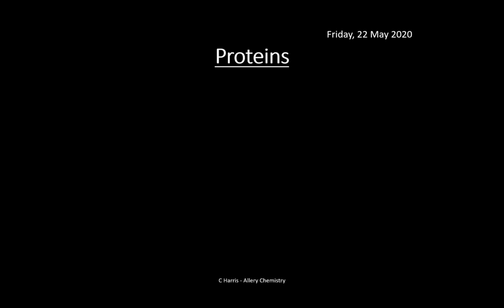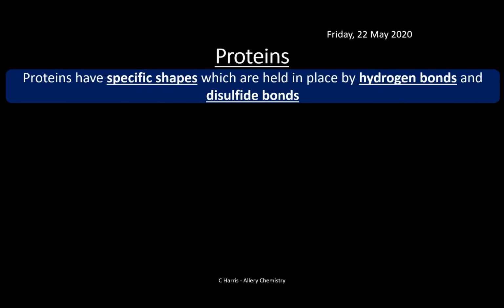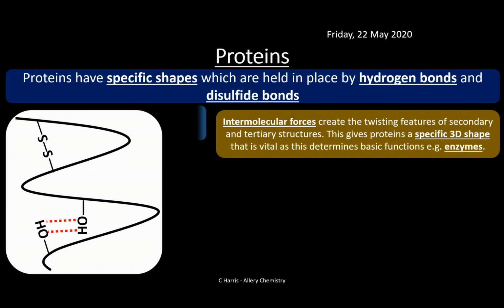Okay, so like I say, you've seen there, proteins have really specific shapes, and they're held together by hydrogen bonds and disulfide bonds. Okay, so this is what proteins look like, and although it looks a bit of a mess, proteins do have an ordered structure. Okay, they're shaped in a particular way, and they're held together by these bonds.